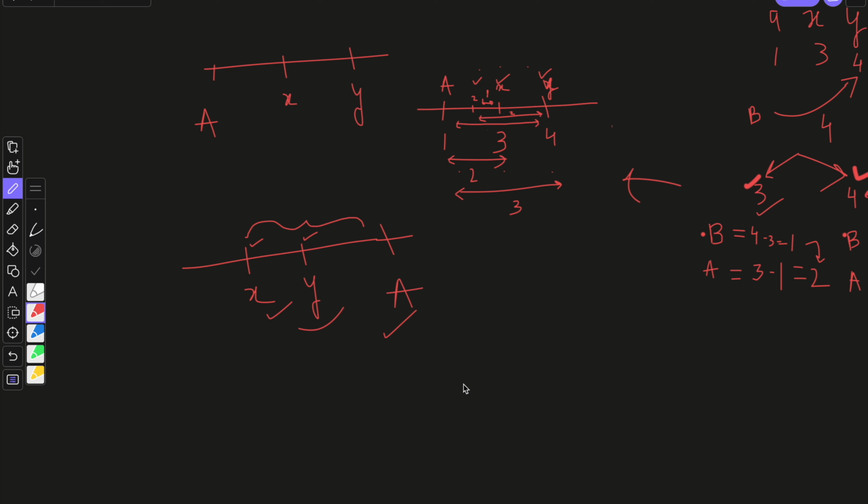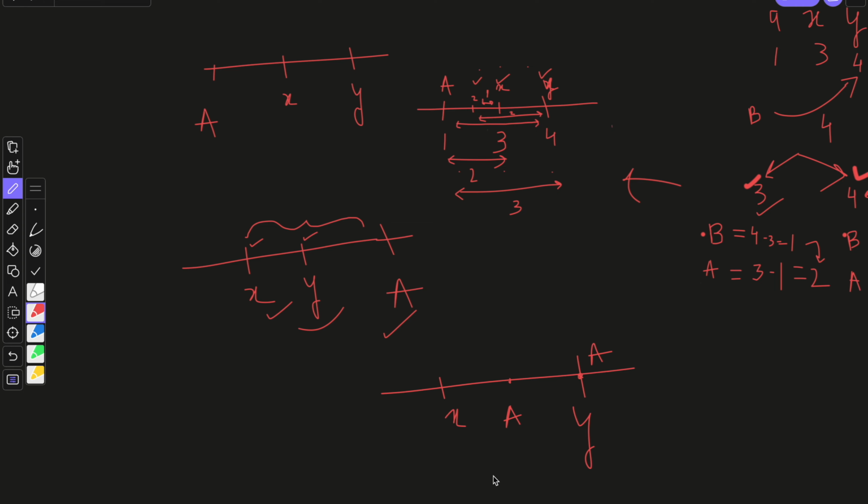Now let's see where else the position of Alice can lie. It can happen that here is X, here is Y, and Alice's position is at the center, or Alice's position is at X or Y.